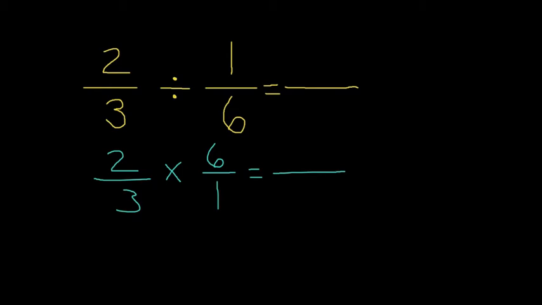Now I'm going to go ahead and do the cross simplification because I see my 6 and my 3. I know that 3 goes into itself once and it goes into 6 2 times. So 2 times 2 is 4. 1 times 1 is 1. And again, 4 over 1 is just a fancy way of saying 4.